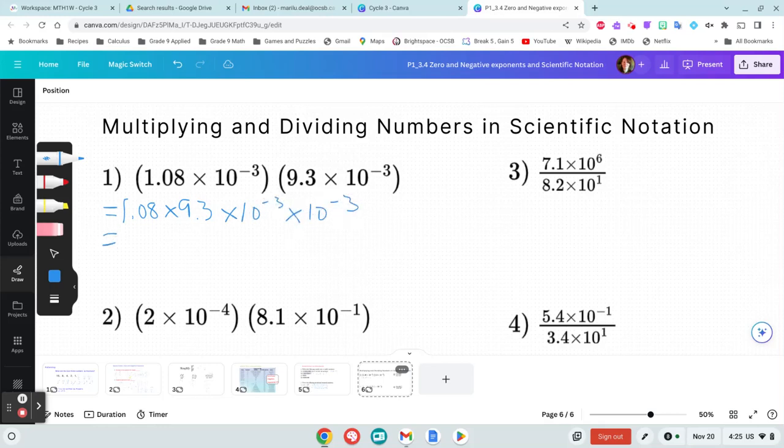Okay, so I'm going to use my calculator and I'm going to multiply 1.08 times 9.3, and that's going to give me 10.044 times, both of these are base 10, and I'm multiplying. So I can add my exponents together. So I get times 10 to the negative 6. But that's not true scientific notation because I have 2 digits before the decimal. So I need to change that. So it'll be 1.0044 times 10 to the negative 5.